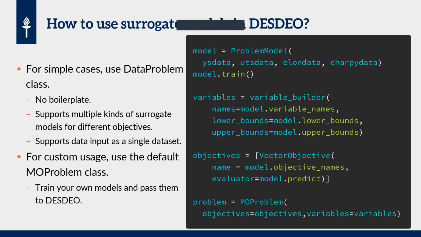for us. And it also has this train method, which can accept surrogate modeling techniques from scikit-learn. So you can train surrogate models using data problem class very quickly and very easily without a lot of code. And it even has support for different kinds of surrogate modeling techniques for different objectives or setting different hyperparameter values for different objectives if needed. Unfortunately for us, it makes the assumption that all of the values for all of the objectives, all of the decision variables lie in a single data set.